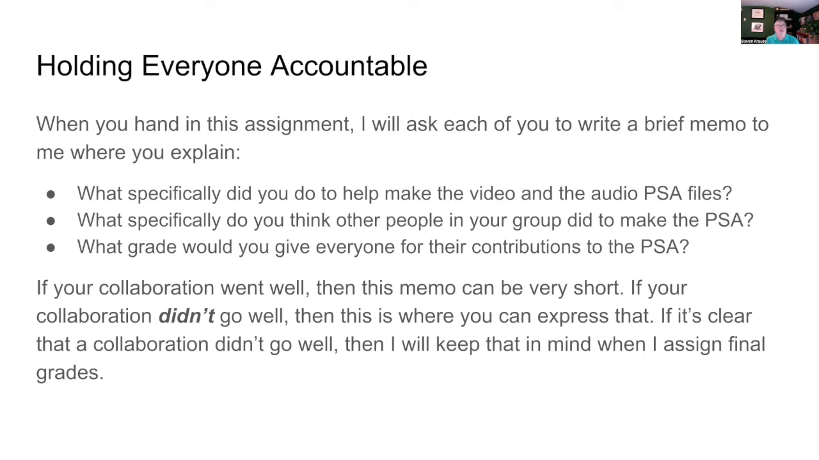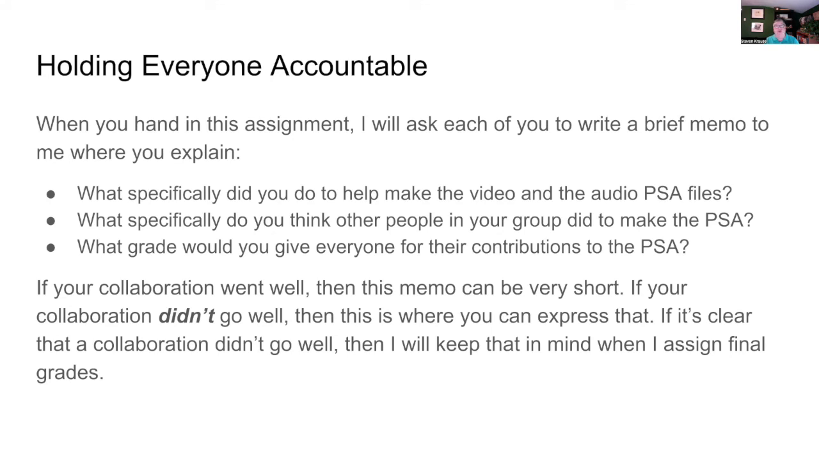Because if you get done with the assignment and you turn it all in and you look it all over and you realize, you know what, that collaborative experience actually went great. I have no problems with it, I think we all pitched in pretty well. I'm happy with it. Then you can write a memo that basically says, we all did a great job. I think you should give everyone an A. Okay.